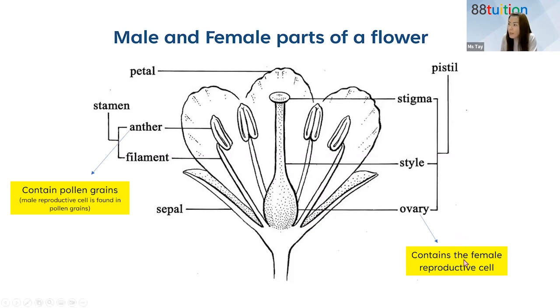Now the ovary contains the female reproductive cell. So this is the similarity between the plant and the human. Can you see that it's the same? Very similar, right? Females also have ovaries.